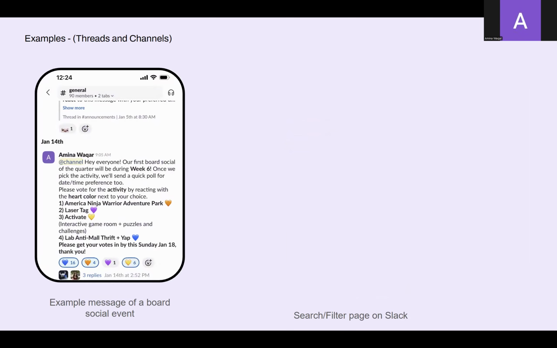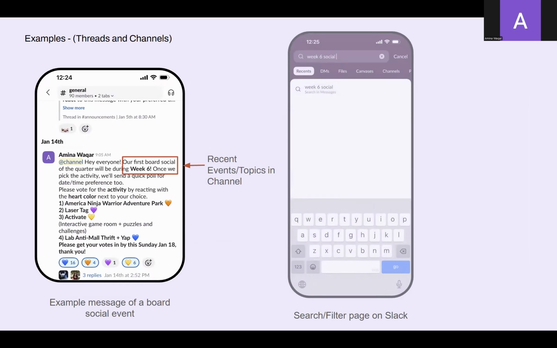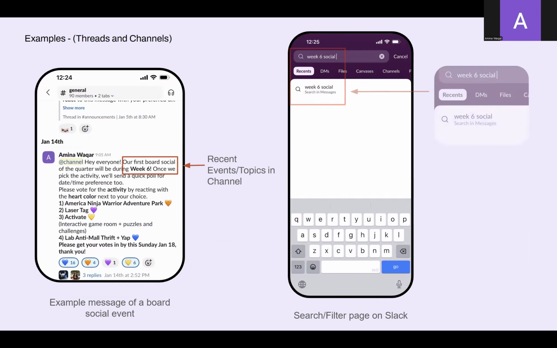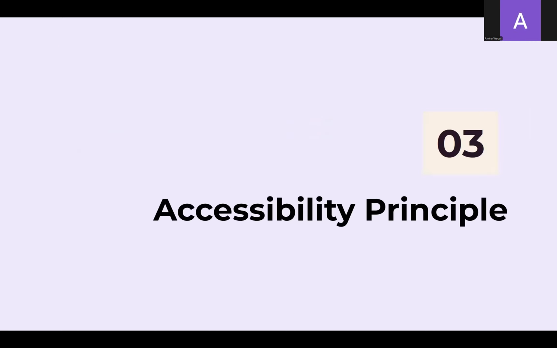Now, this slide shows the issue more clearly. On the left is a message about a week 6 event that I sent to design at UCI. On the right-hand side, I search week 6 social, but Slack returns no result. When search fails like this, it doesn't reduce memory load. It forces me to remember where the message was posted and try again, which increases cognitive load. Yep, no message found.